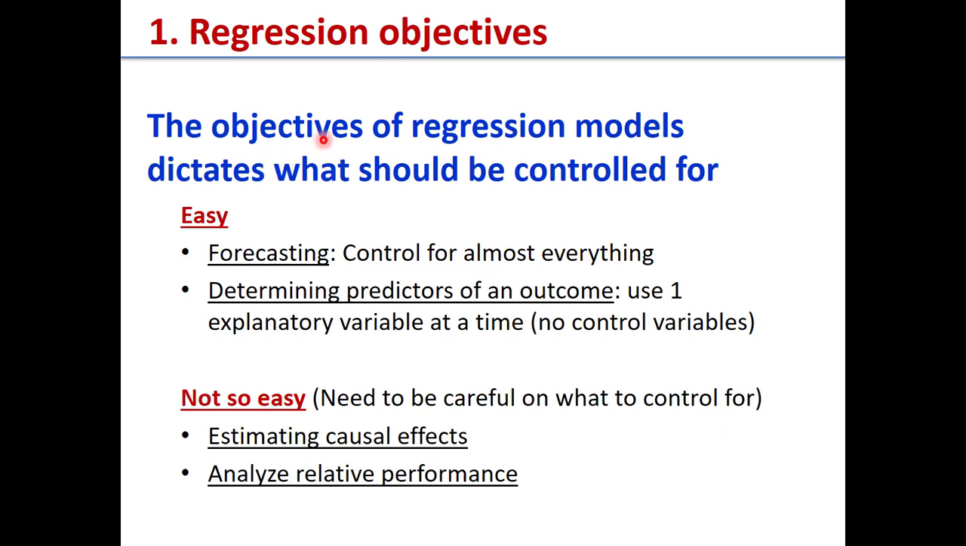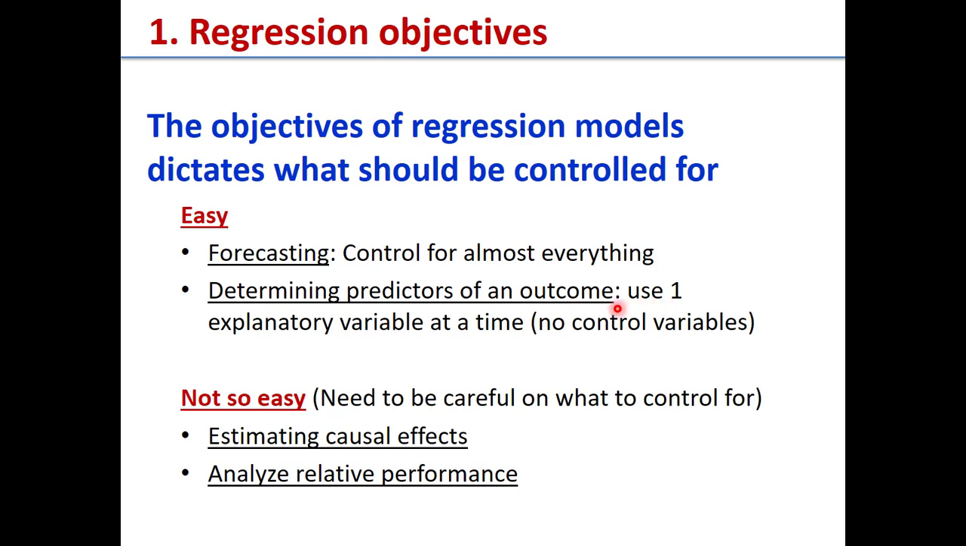What objective you have should dictate what should be controlled for. The easy one to do is forecasting, where typically you want to control for almost everything. You might have to be aware of a couple of things such as reverse causality, but for the most part, you throw the kitchen sink of variables into the model.